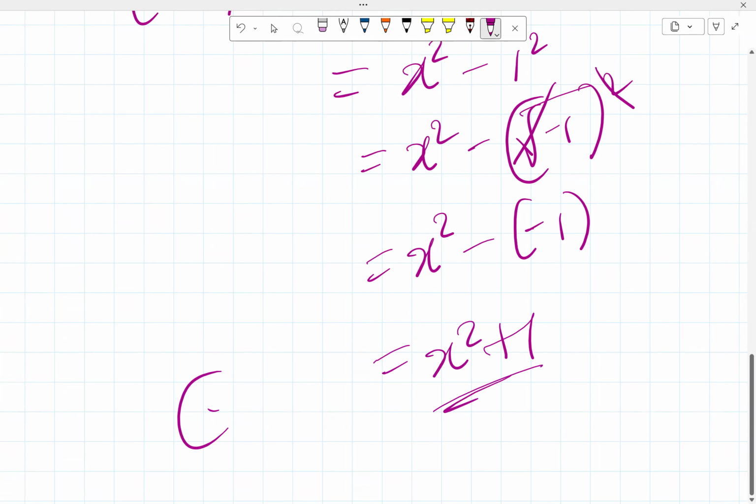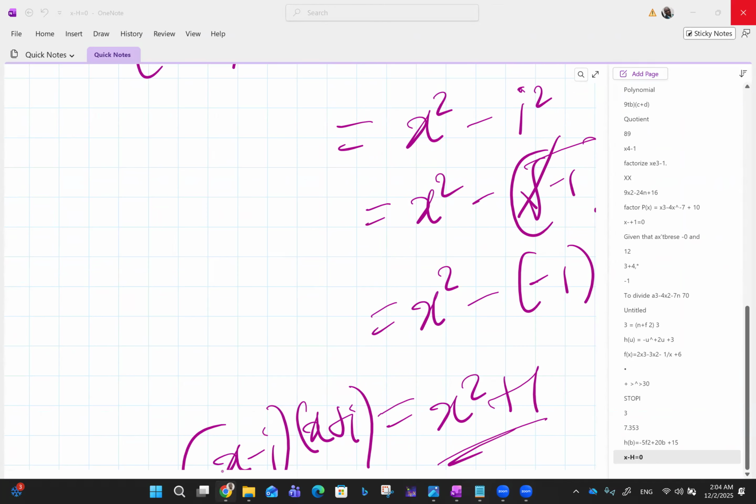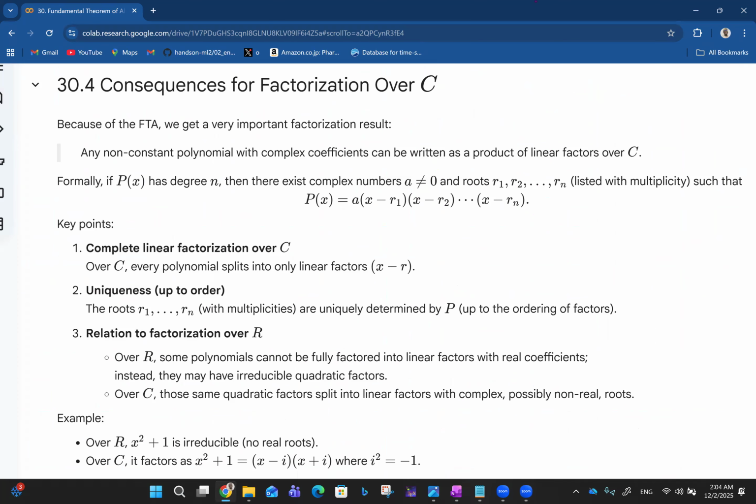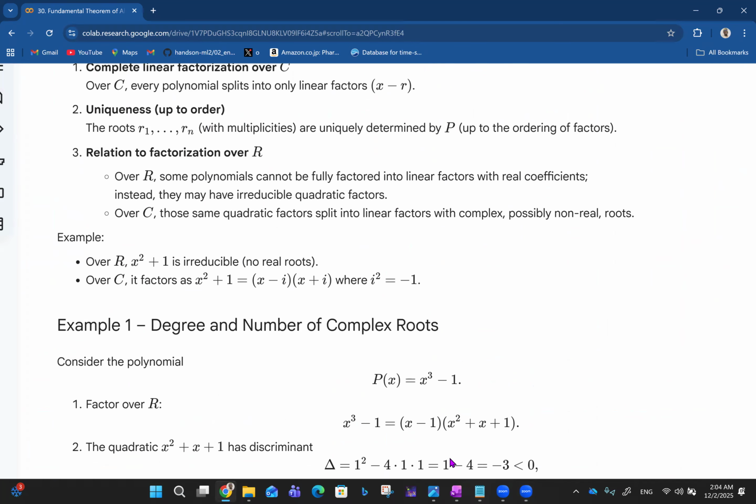So you can see that x minus i times x plus i is the same thing as x squared plus 1. Though there are no real roots, even the complex roots that exist, you can still write that expression as their product. So over R, this is irreducible, no real roots. But over C, it factors as x squared plus 1 equals x minus i times x plus i, where i squared is equal to minus 1.